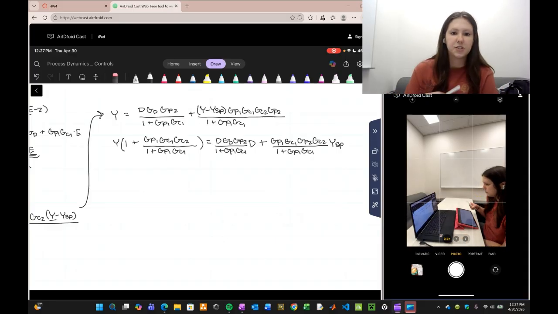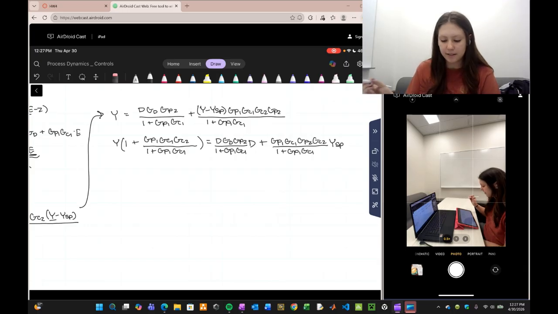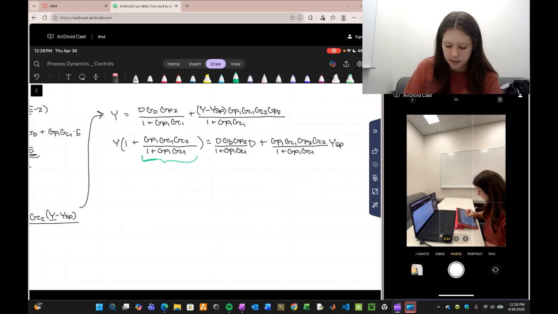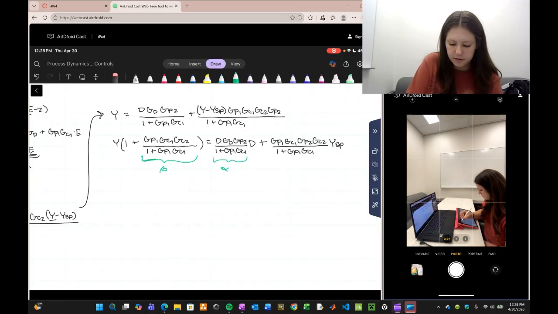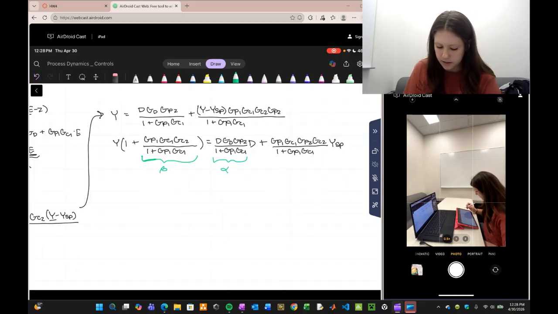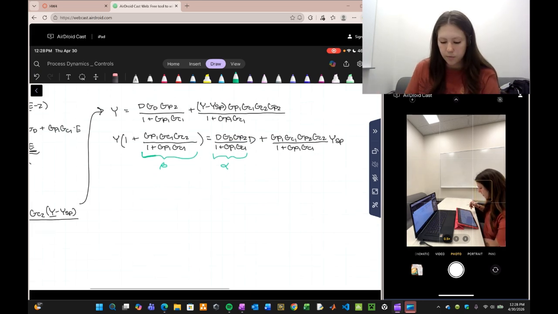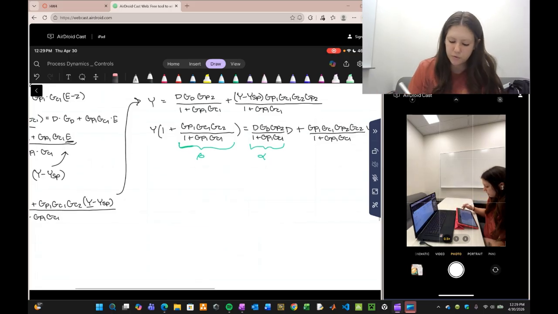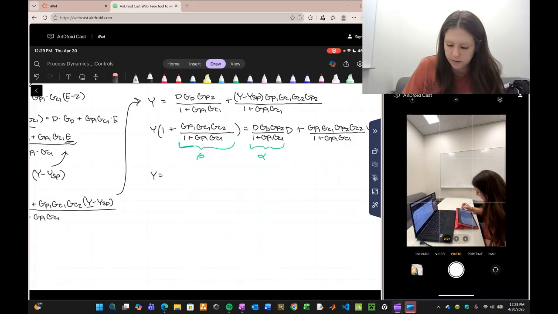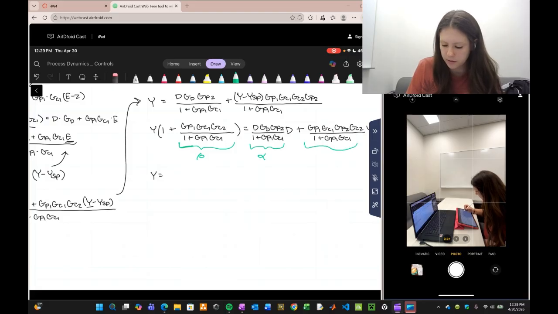So to simplify this out a little bit, because this is a lot, we can say that this right here is beta, this is alpha, and this, it's beta as well. So now we can simplify this again. So we can say Y equals, this is also beta over here.